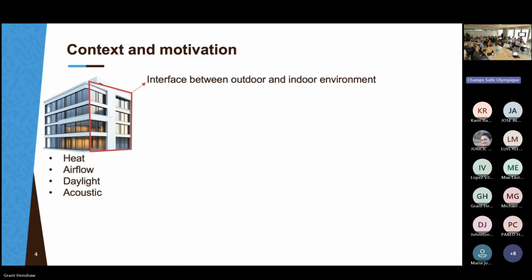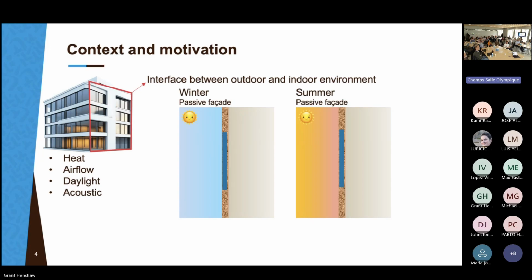So as you all know, the facade is an important element of the building. It is an interface between the indoor and outdoor environment, and it's responsible for the exchange of heat, airflow, daylight, and acoustic. So, for instance, if we take the example of a passive facade, normally an average value of a KPI can be considered sufficient.